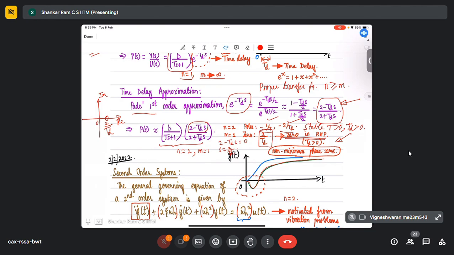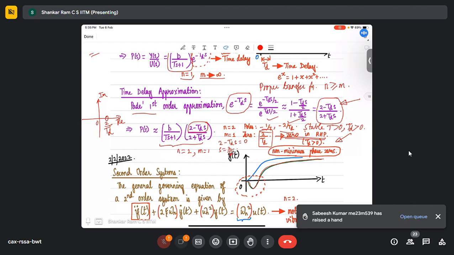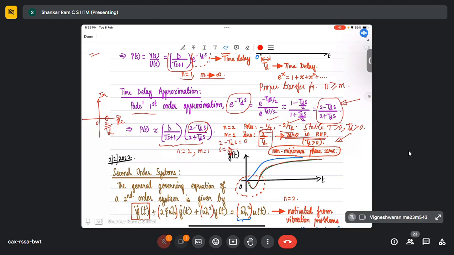Similarly, if we consider a hypothetical situation, not a reality, let's say a door being a non-minimum phase system. So what will happen? I push the door. I should expect the door to move away from me, is it not? So if it has a non-minimum phase zero, the door will first move towards me and then move away from me. So that sort of response will happen.